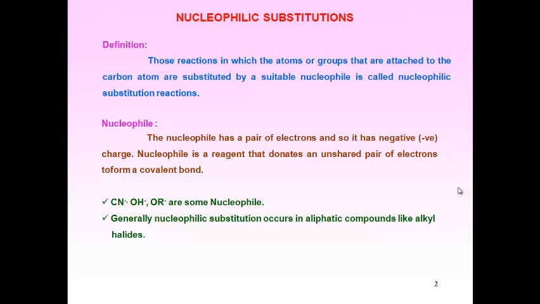Before we go into the nucleophilic substitution reaction, we should know what you mean by nucleophile. The nucleophile has a pair of electrons, so it has a negative charge. A nucleophile is a reagent that donates an unshared pair of electrons to form a covalent bond. Cyanide, hydroxyl and alkoxide ions are examples of some nucleophiles. Generally, nucleophilic substitution reactions occur in aliphatic compounds like alkyl halides.